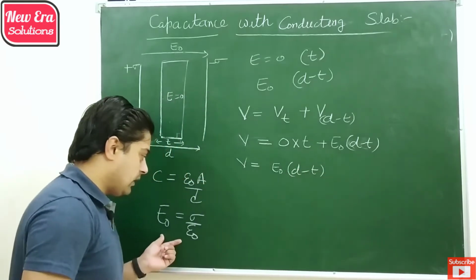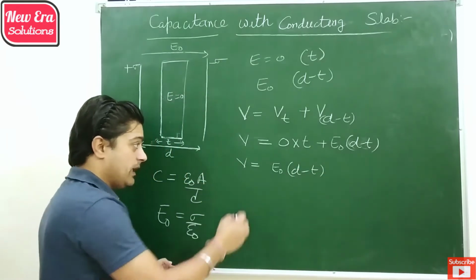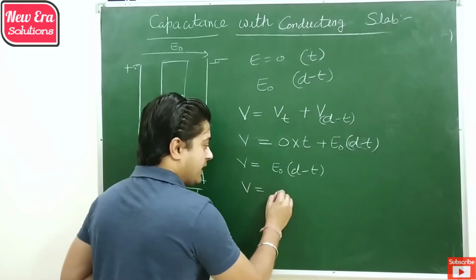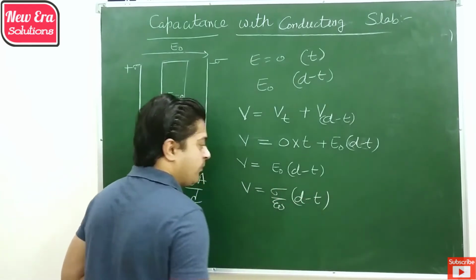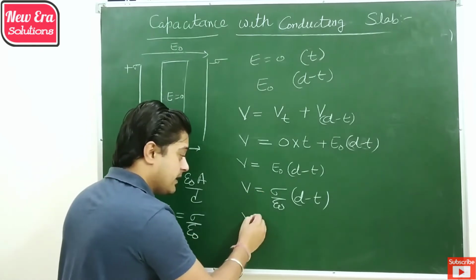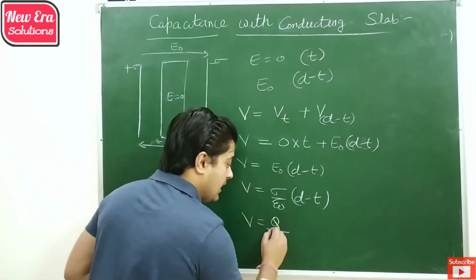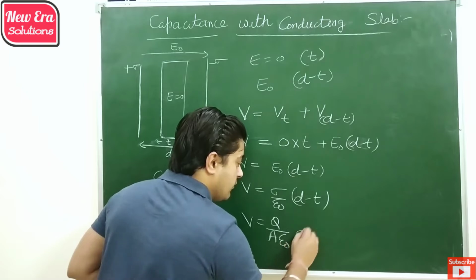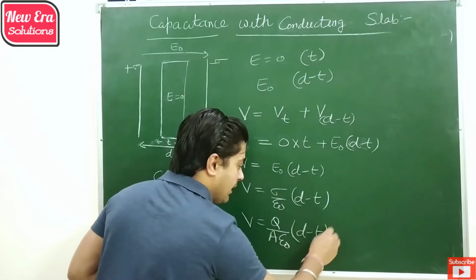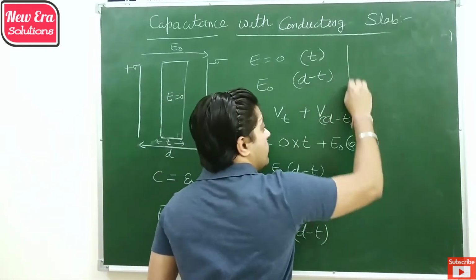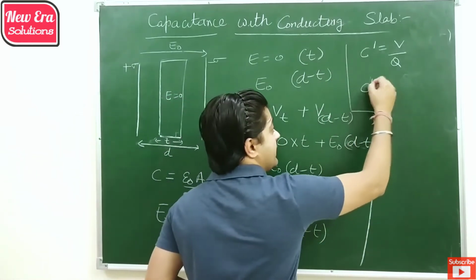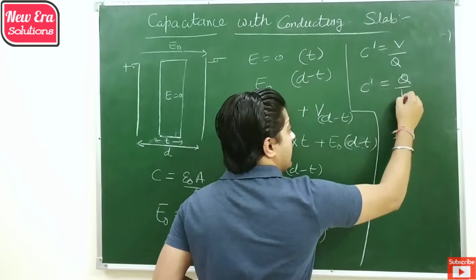Then from the formula of electric field, that is sigma by epsilon naught, the net potential is sigma by epsilon naught into (d minus t). By putting the value of charge density, which is equal to charge upon area, we get Q by A epsilon naught into (d minus t). Now the new capacitance C dash is equal to Q by V.